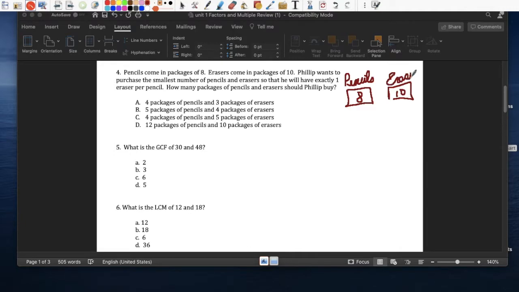Now imagine that I'm going to buy a pack of each. I'm going to have more erasers, so I don't like that. I like to have the same amount. So how many more packs do I need so that I have the same amount of pencils and erasers? So this is an LCM problem. Let's do that. 8 and 10.